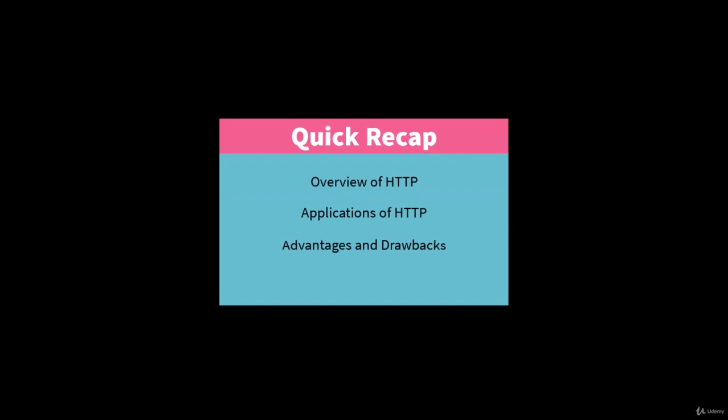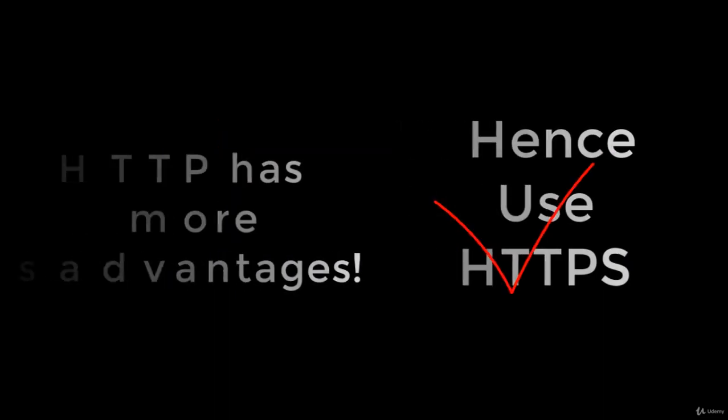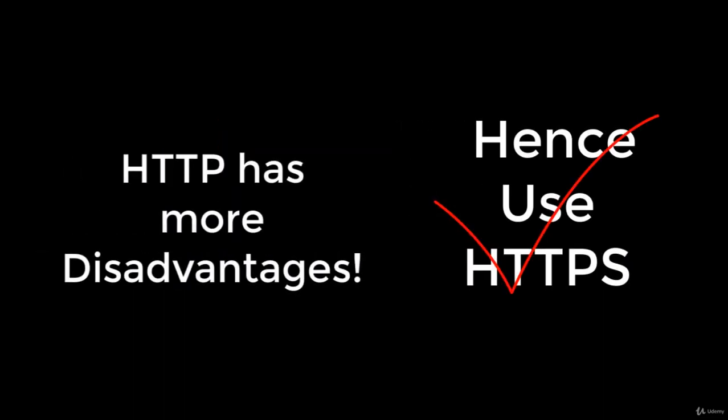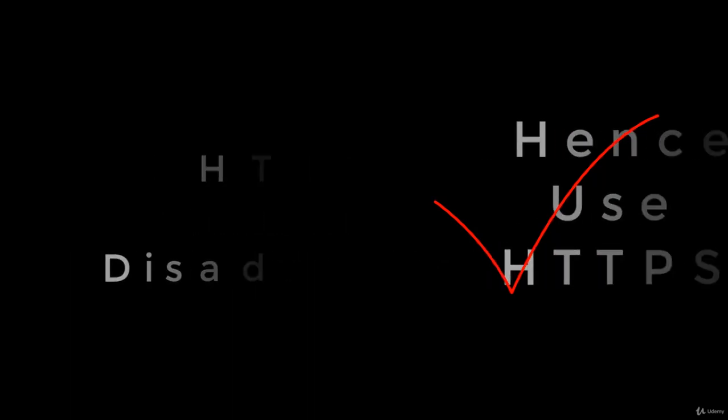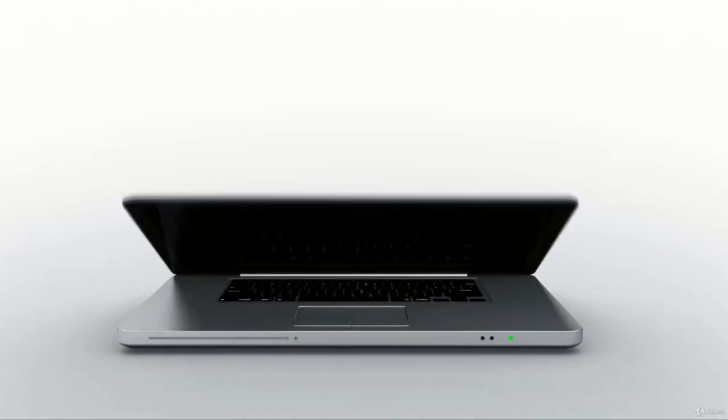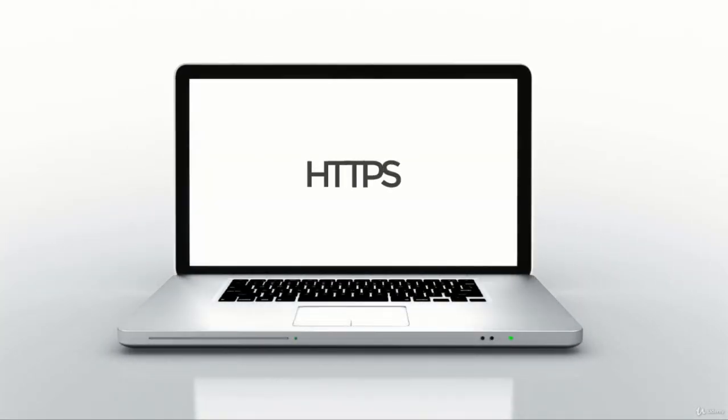Now, let's have a quick recap of what we learned in this lecture. We started with the general definition of HTTP. Then we saw the advantages and drawbacks of HTTP. What we observed was that HTTP has more drawbacks than advantages. Therefore, in the next lecture, we will see the more secure, encrypted version of HTTP, that is HTTPS.